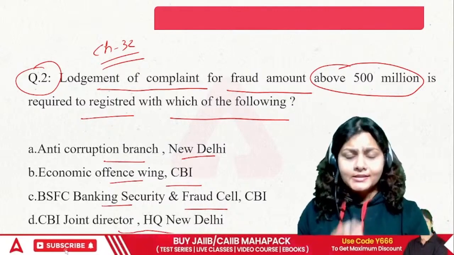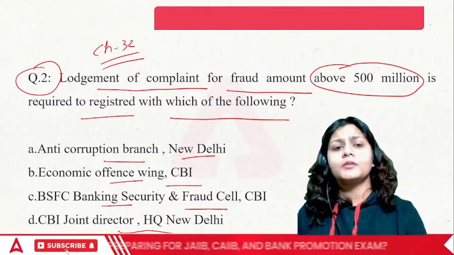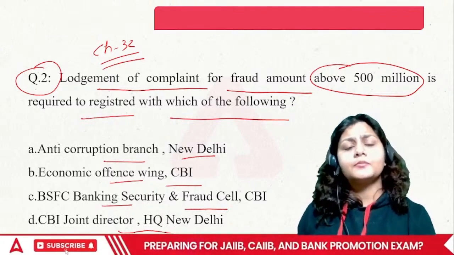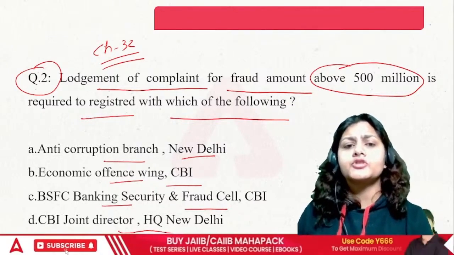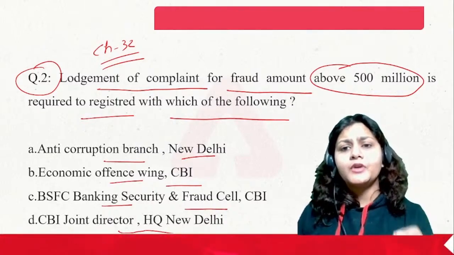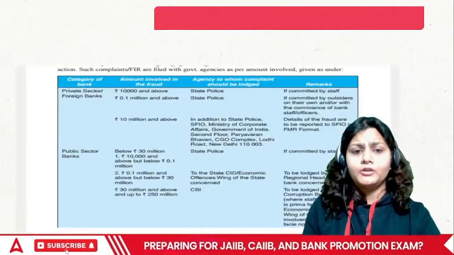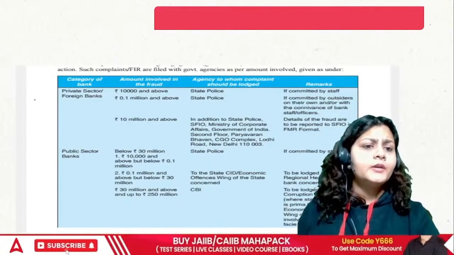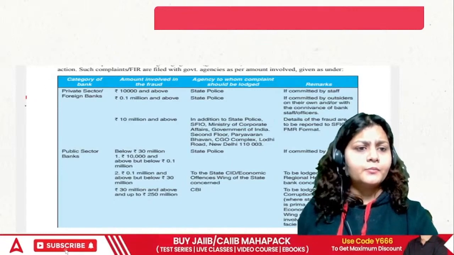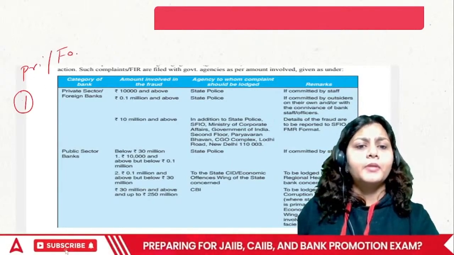Tell me. IIBF asked this question in the December exam. In the December ABM exam they asked the same question: the lodgement of complaint for fraud amount that is 500 million is required to be registered with which of the following? You can see this table, right? So there are two categories. Number one is private bank, and the foreign bank.